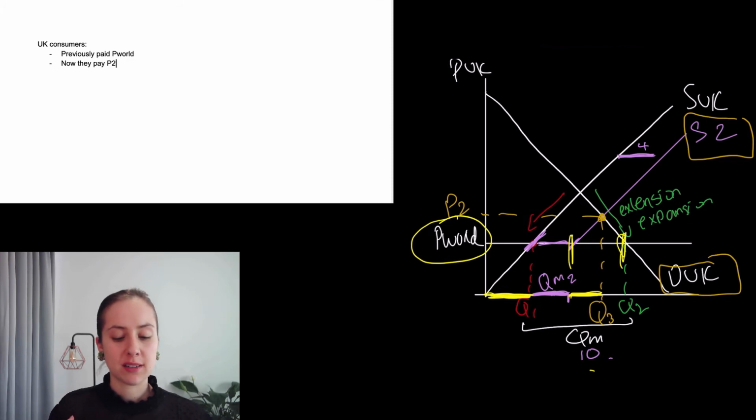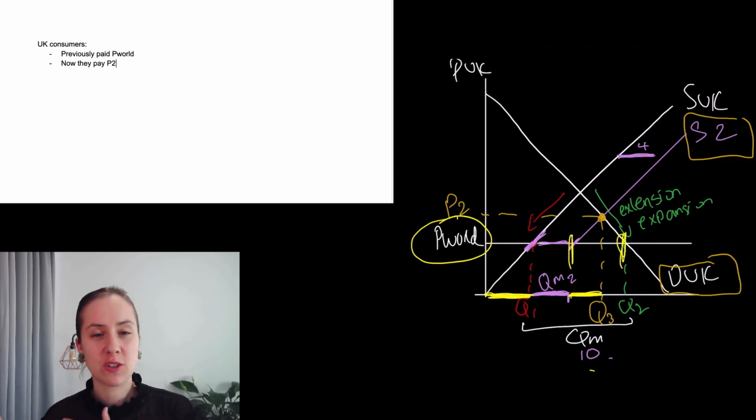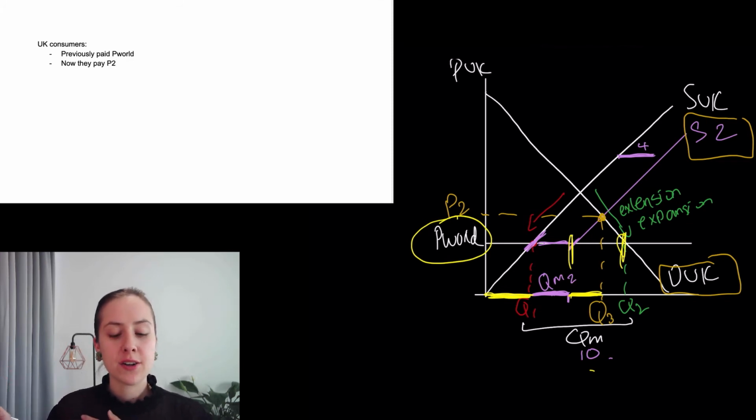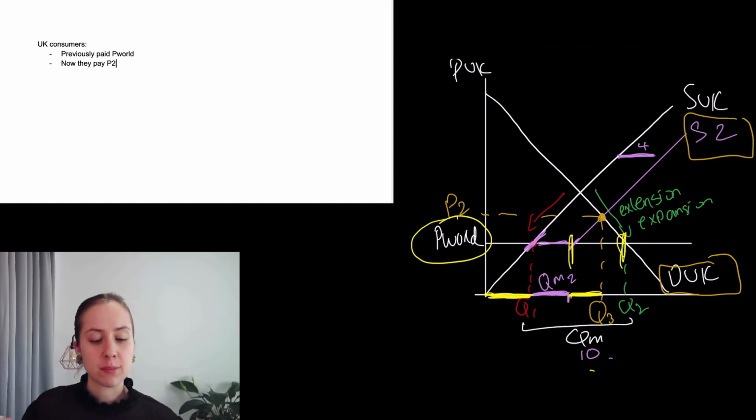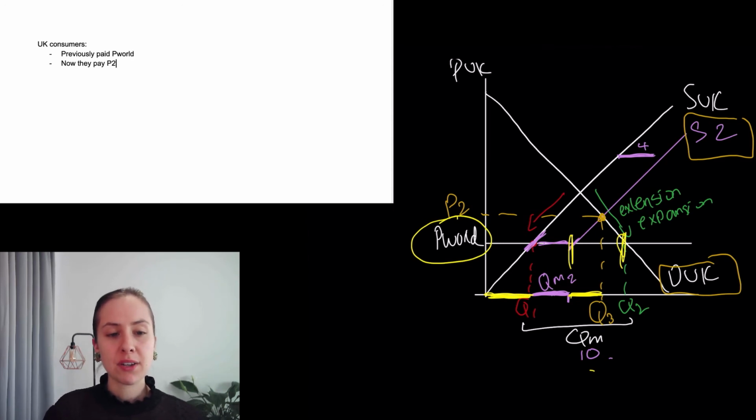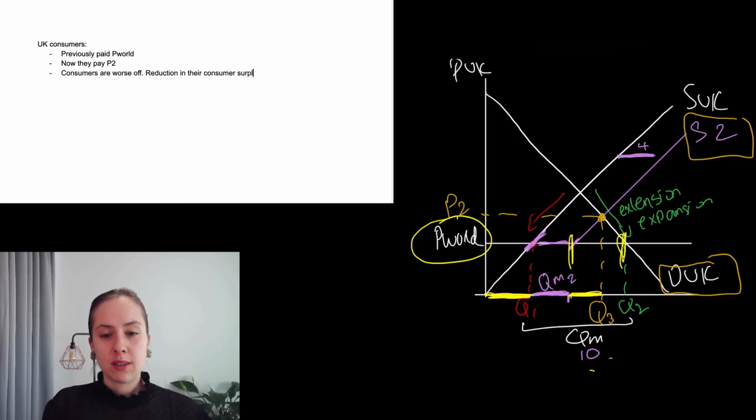The UK suppliers said, well, I'm not going to face any competition from the world anymore. I know they're only allowed to import QM2. So in that case, I'm just going to raise the price because I know I can and I want to. So they're going to raise the price to P2. And because they've raised the price to P2, consumers are worse off. They're going to have a reduction in their consumer surplus.